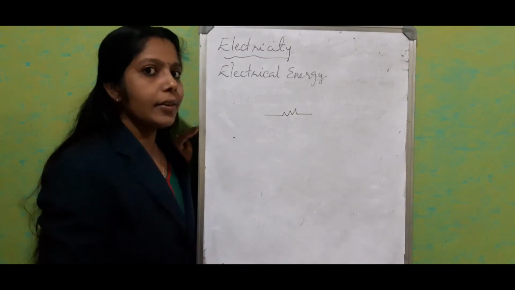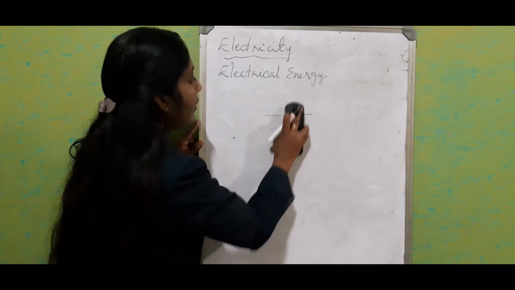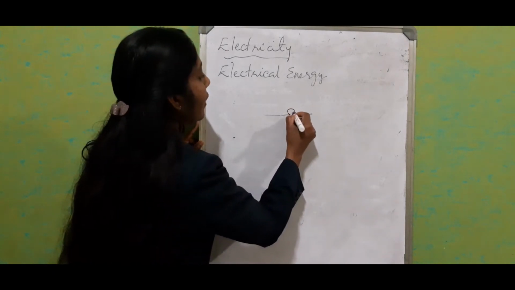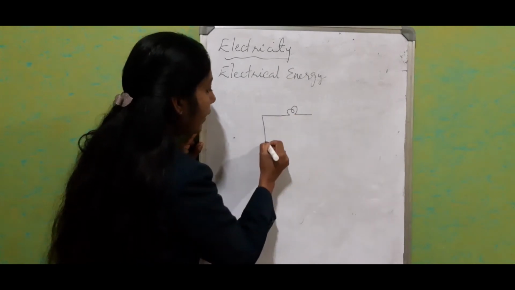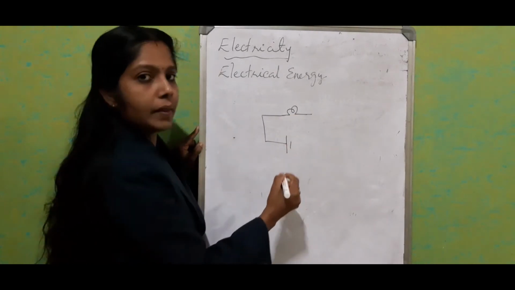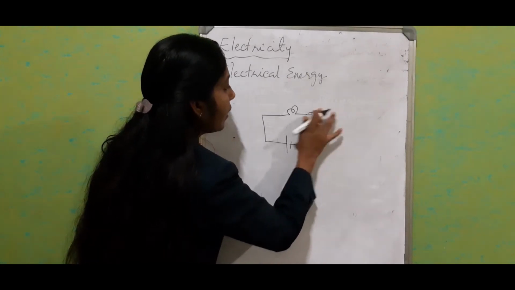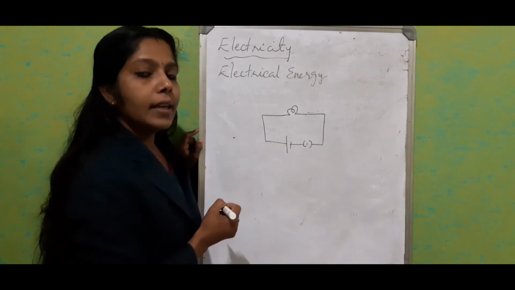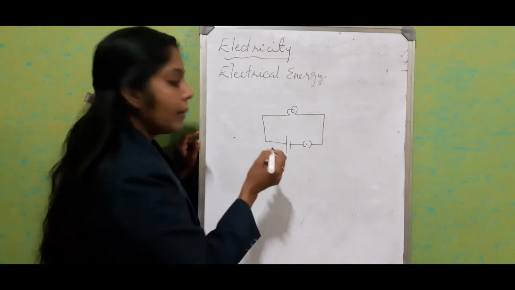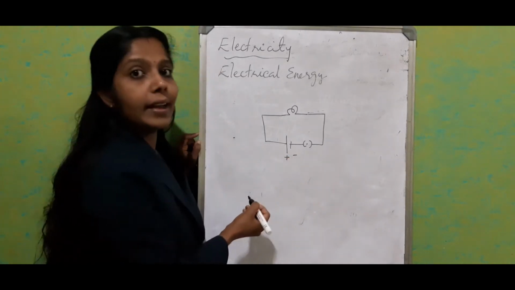In this session, just consider that we have a resistor. Just consider this is a bulb. I'll draw it as a bulb itself. This bulb is connected to a cell through a key or a switch. The current will travel from the positive pole to the negative pole.